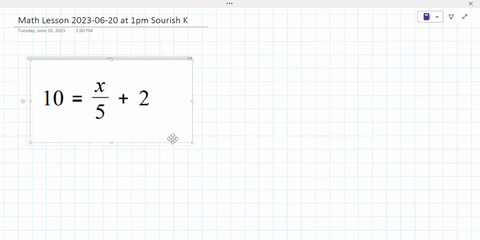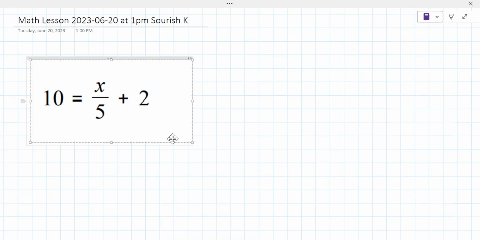10 equals x divided by 5 plus 2. X divided by 5 plus 2. Okay? You look at the side with the variable. Which side has the variable, the left or the right?